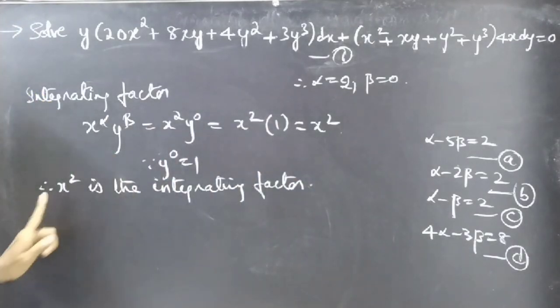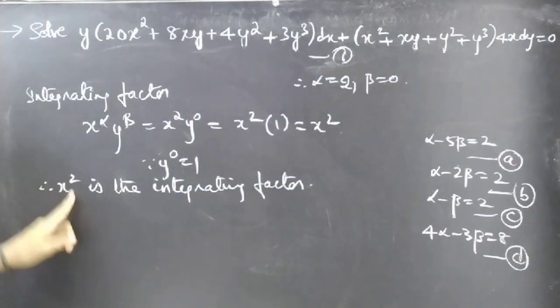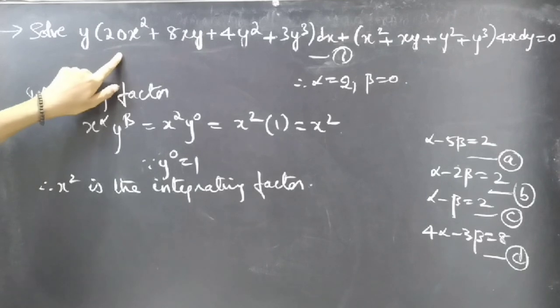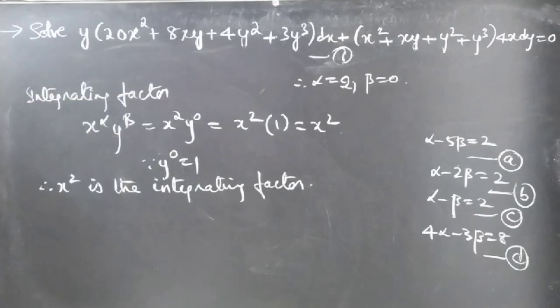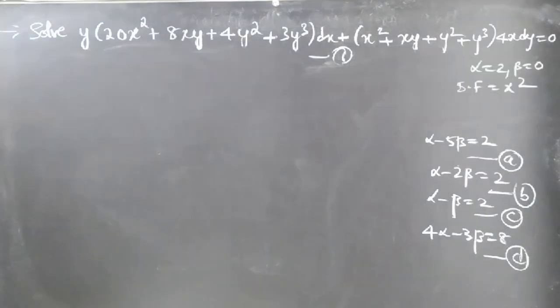Now, by multiplying this x square, that is the integrating factor, to the given equation, the given equation is reduced to an exact equation. Let's see that.